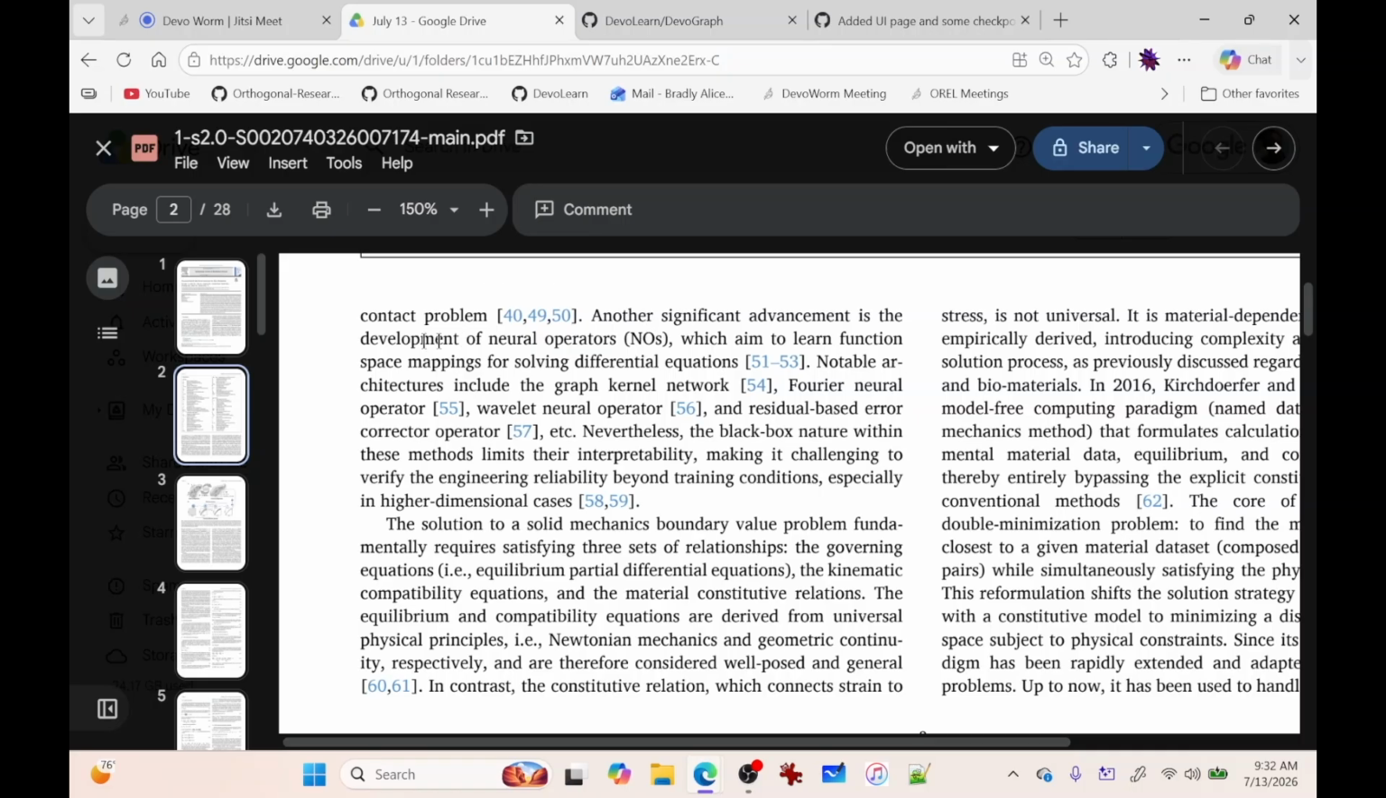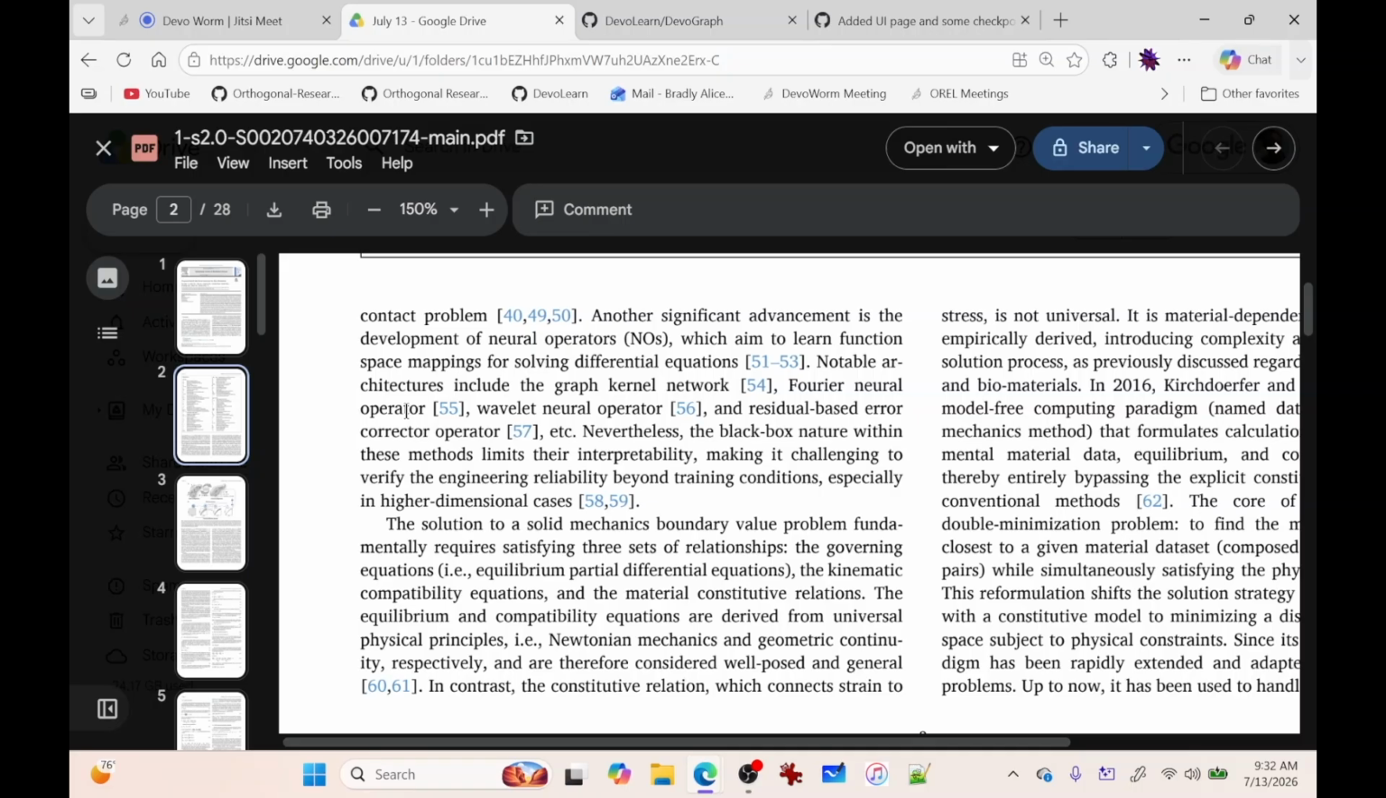Another significant advancement is the development of neural operators, which aim to learn function space mappings for solving differential equations. So neural operators are basically trying to figure out how to represent and solve a differential equation from data. Notable architectures include the graph kernel network, Fourier neural operator, wavelet neural operator, and residual-based error corrector operator. And there are other methods as well, but they don't talk about them here.